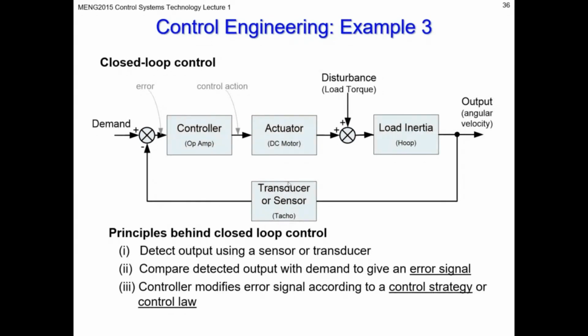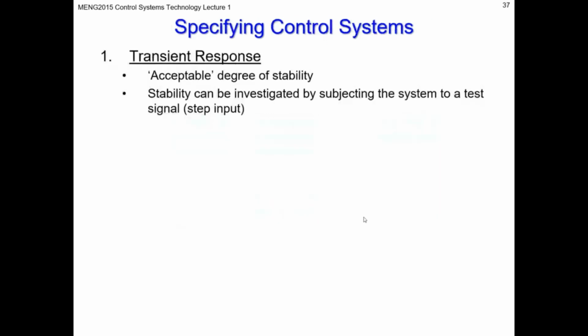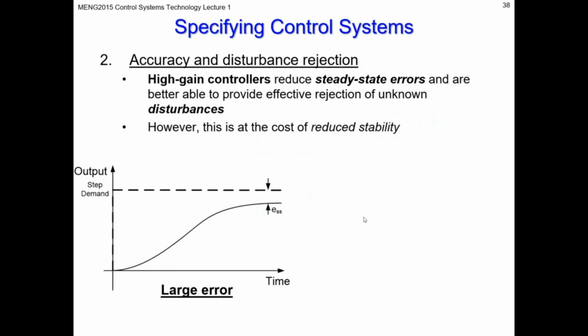So there's a trade-off between reducing your steady state error, because you want a high gain system to do that, but then that could also create a less stable system. So you have to decide, and this is part of your trade-off decision making and design process as you're doing your control engineering: how do you get that right balance point. High gain controllers reduce steady state errors, and they're also better able to reject unknown disturbances. But as I said, this is at the cost of reducing stability.